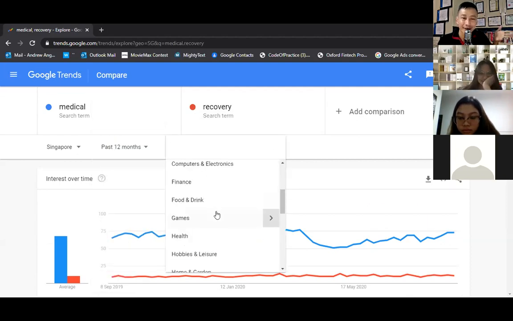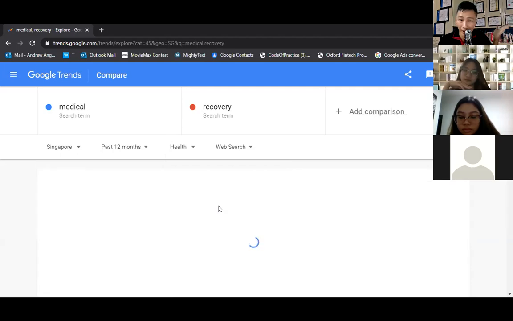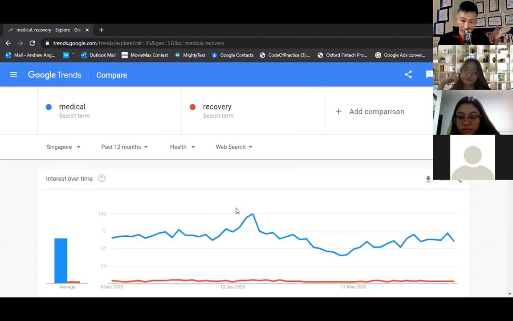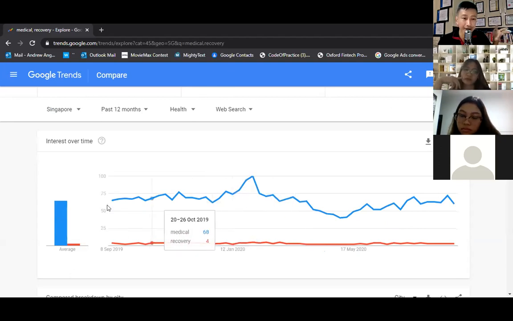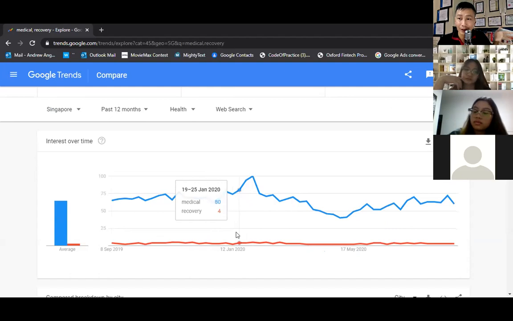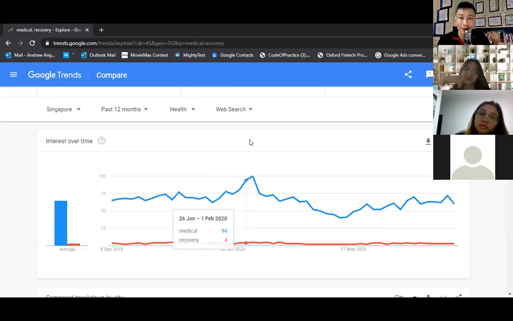So category. You can actually also go into different categories to do a search, for certain particular topics, not just in general. So maybe you could be going to health, and I see whether there is any difference. It looks like in terms of health, recovery is very low, but medical is actually very high compared to just now in general.